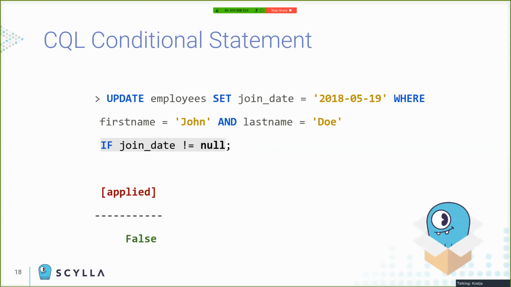So a conditional statement is introduced just for this. It allows you to read the old value, check the old value before you perform the mutation, perform the operation. And this statement is more like in a traditional SQL database, it will not do an update if the record is not there.